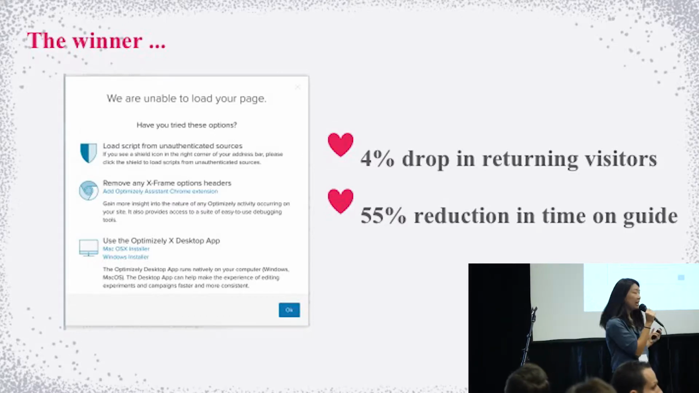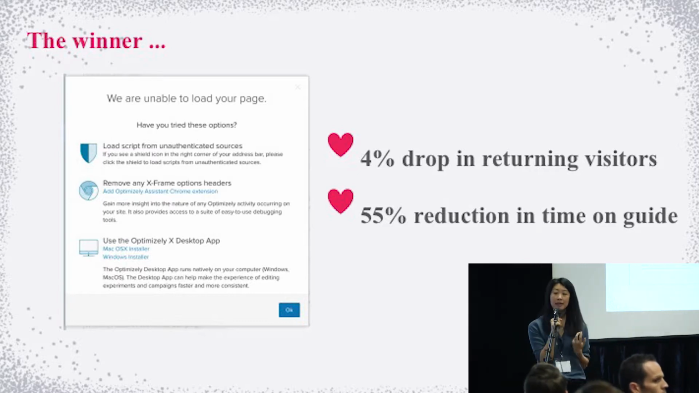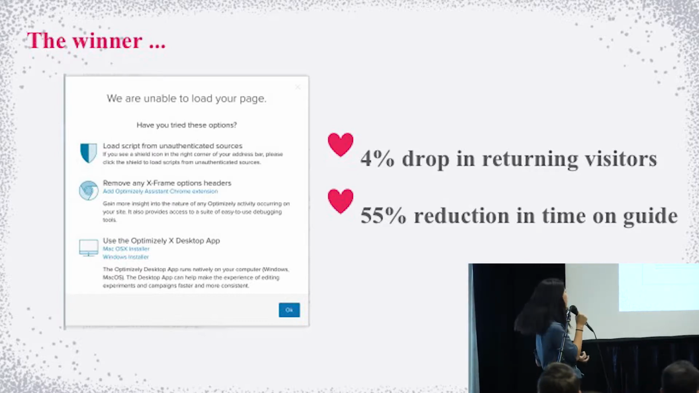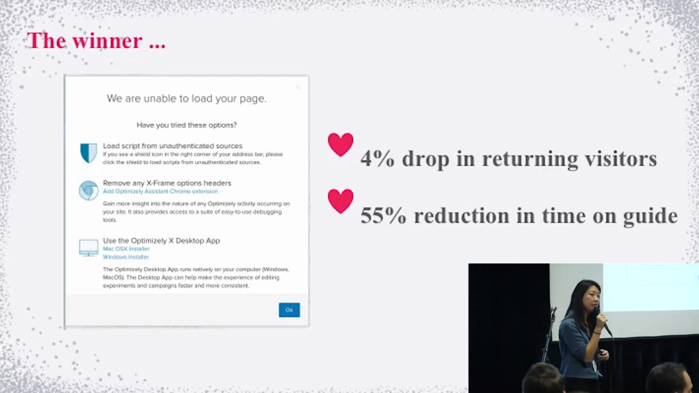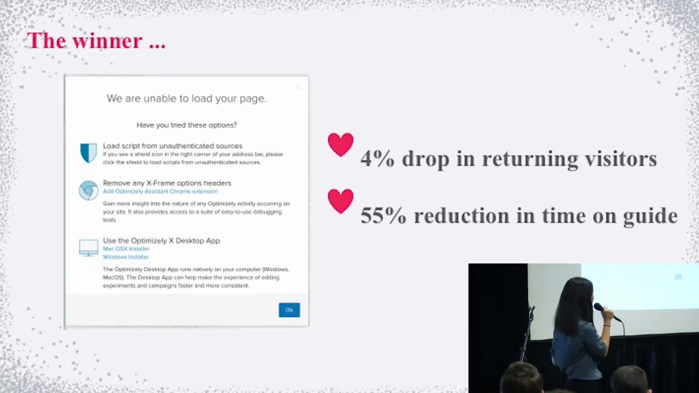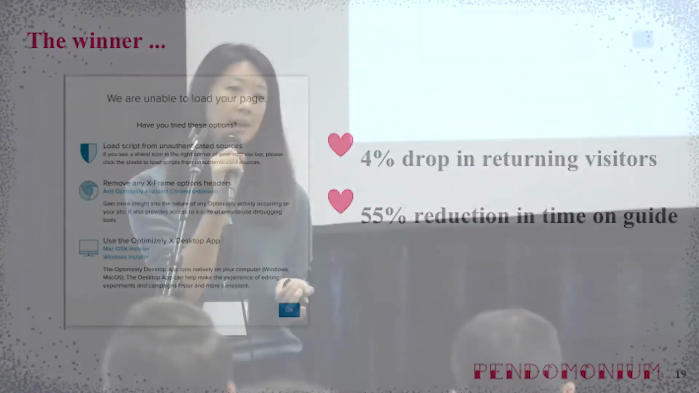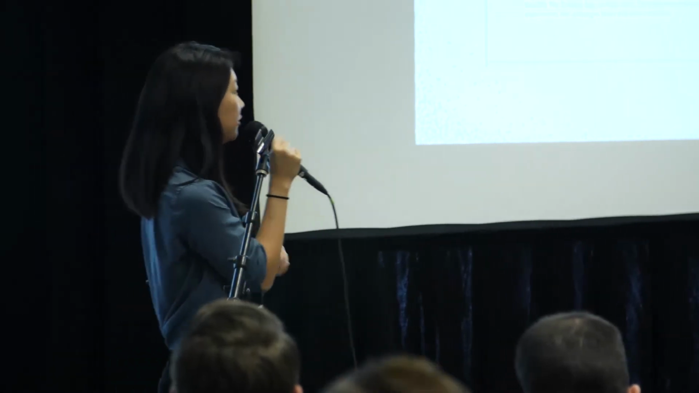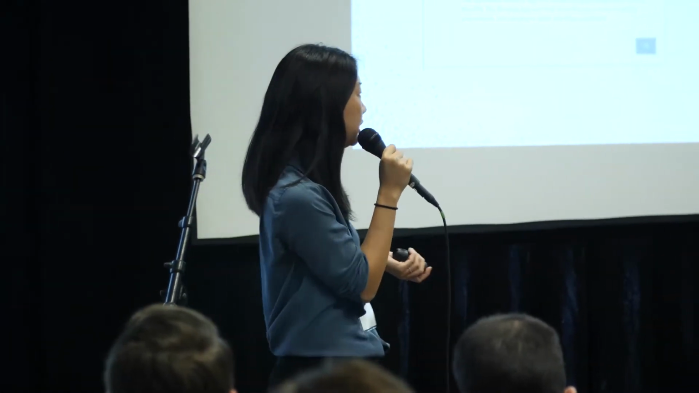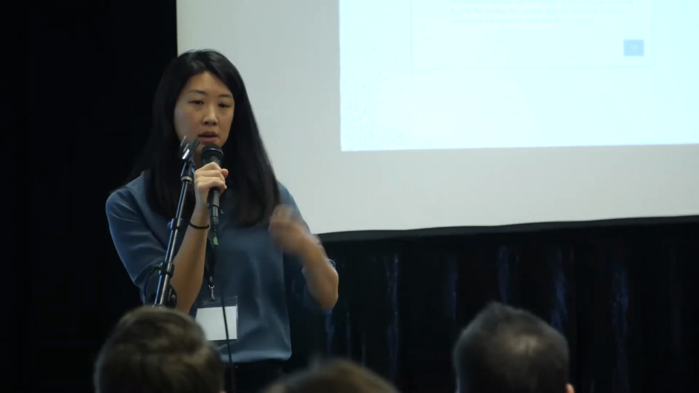So this change in the guide was actually just a reskinning of the original guide in a way, but it is more customer-centric, right? It saw a 4% drop in returning visitors, meaning it sounds like not that many, but it's actually thousands of users. Those people never encountered this problem again. They haven't returned, right? And then there's a 55% reduction in time on guide, almost a full minute. Right? So this is iteratively working towards a better solution.